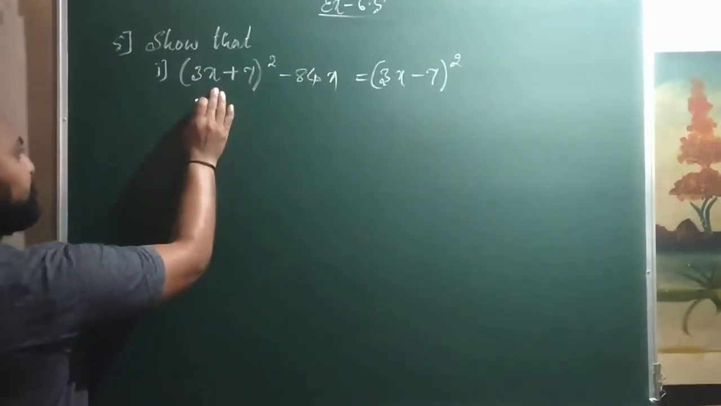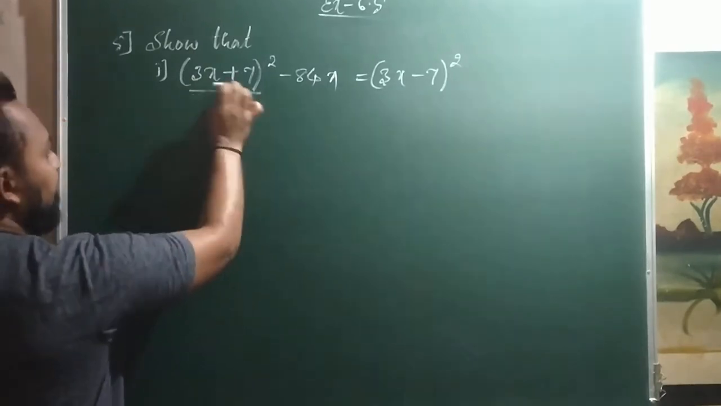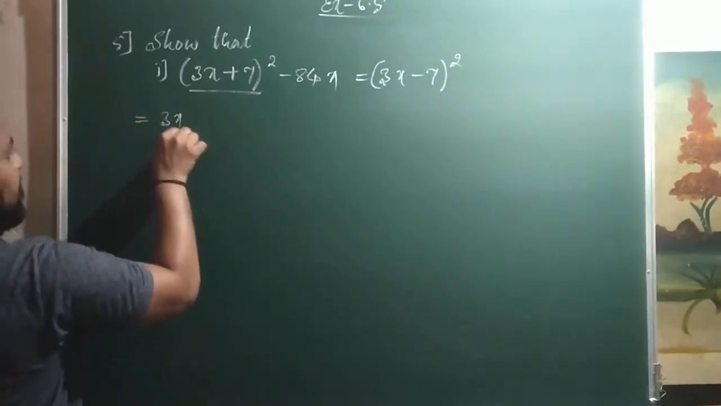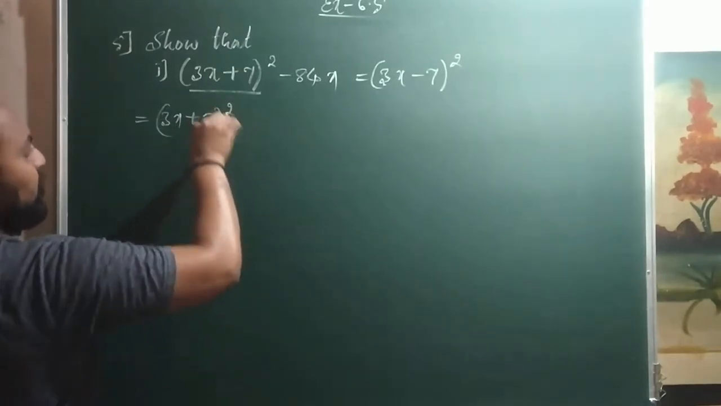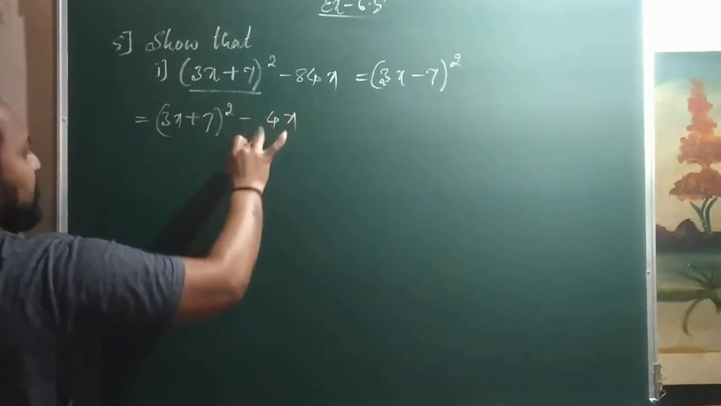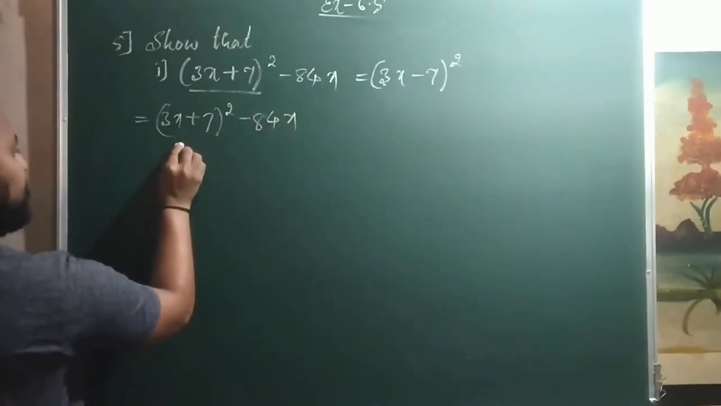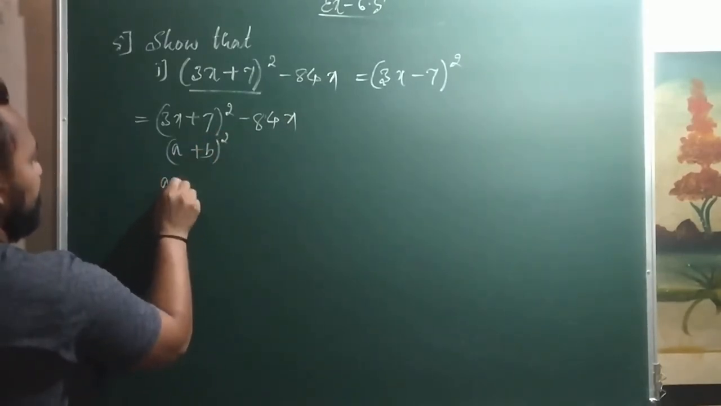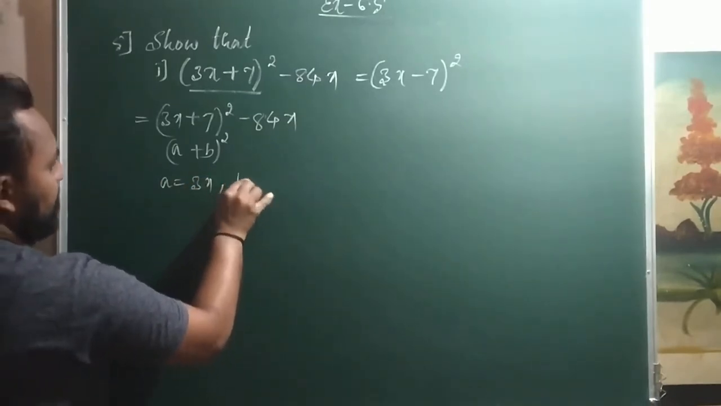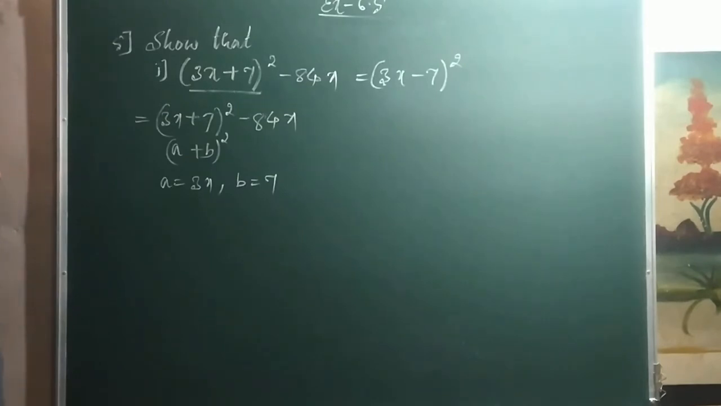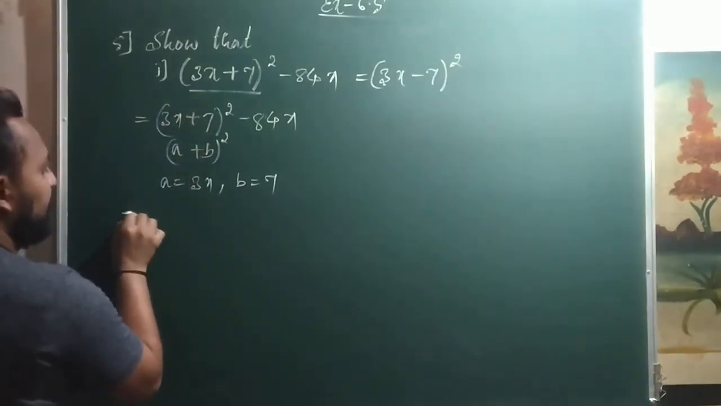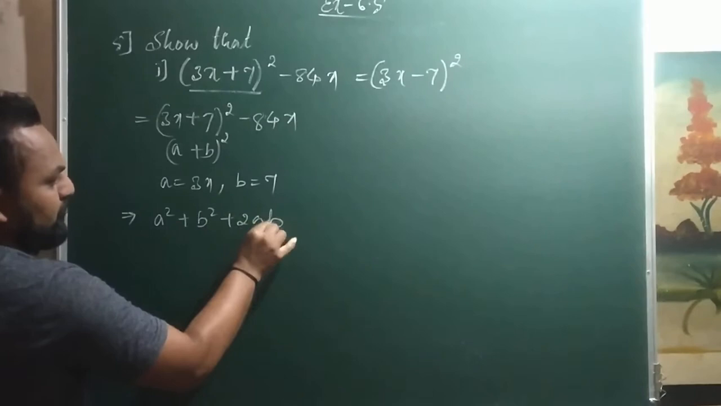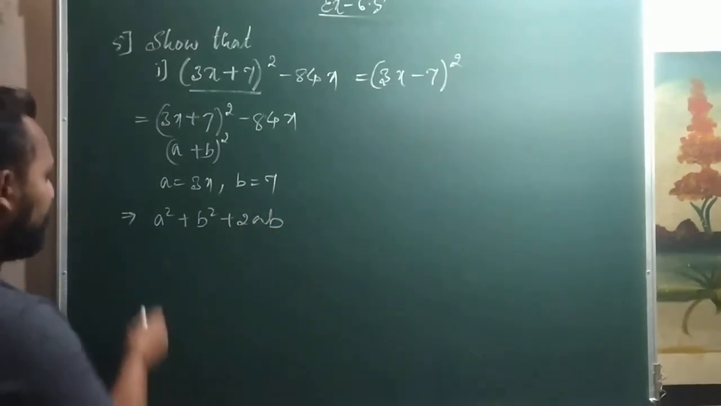Here, you take this one, (3x + 7)² − 84x. This expression is in the form of (a + b)², where a is equal to 3x and b is equal to 7. Here (a + b)² means a² + b² + 2ab.